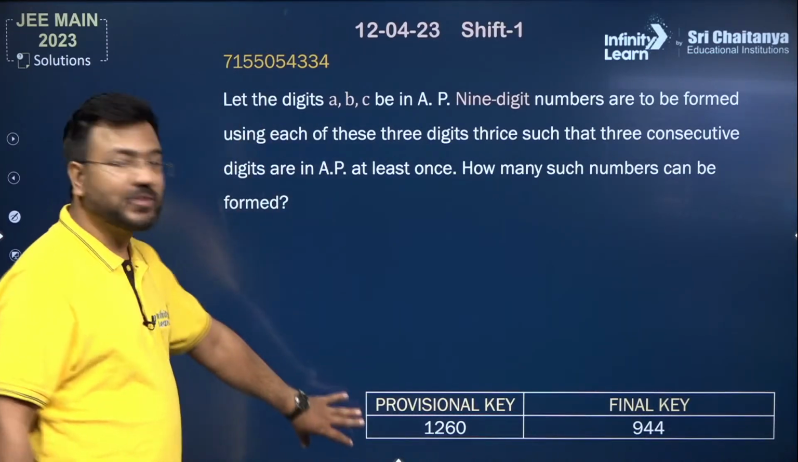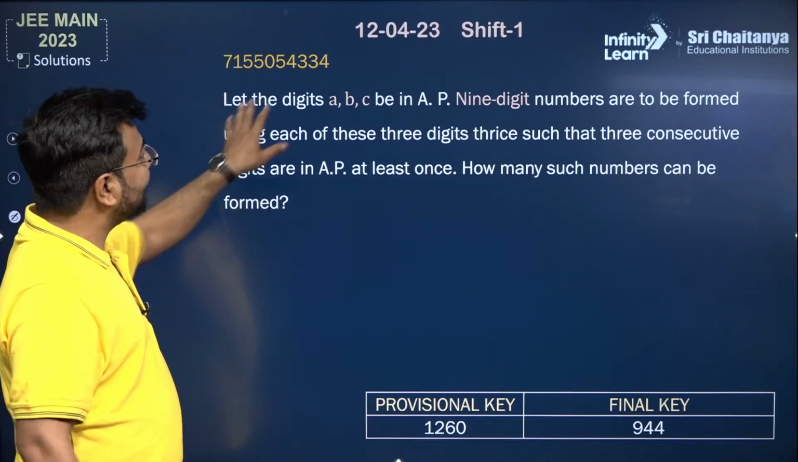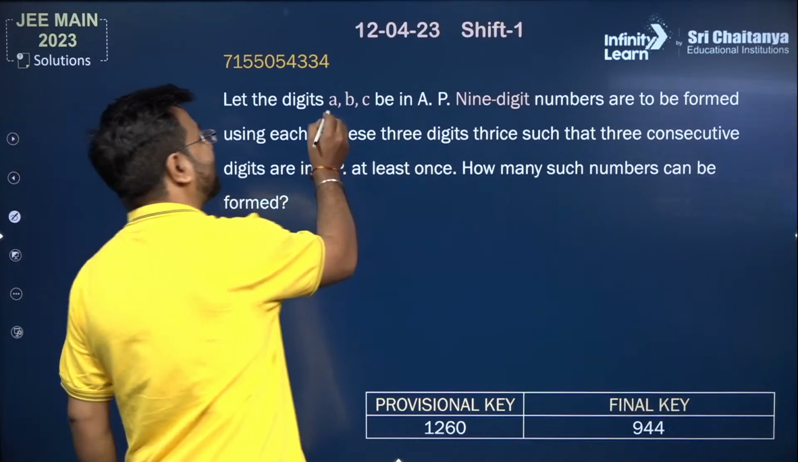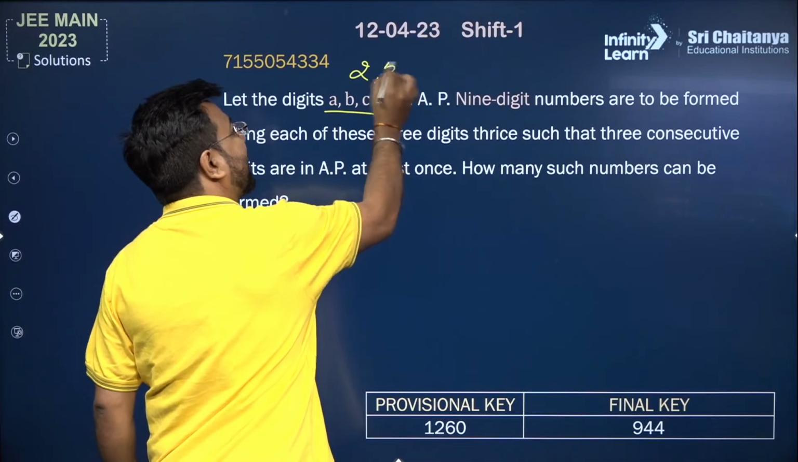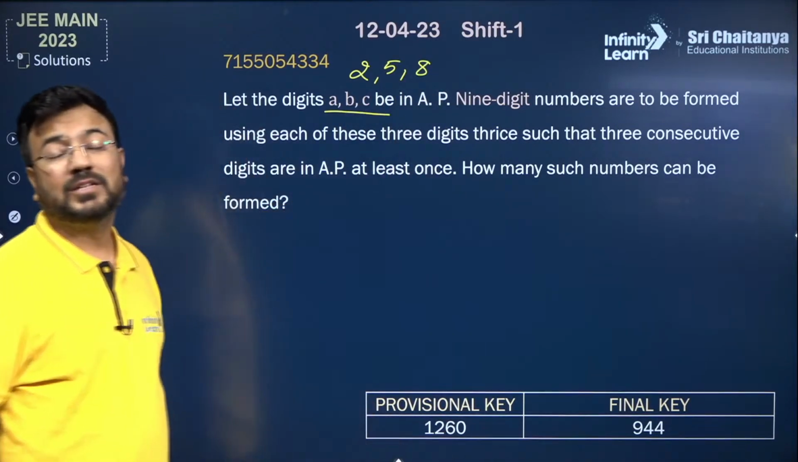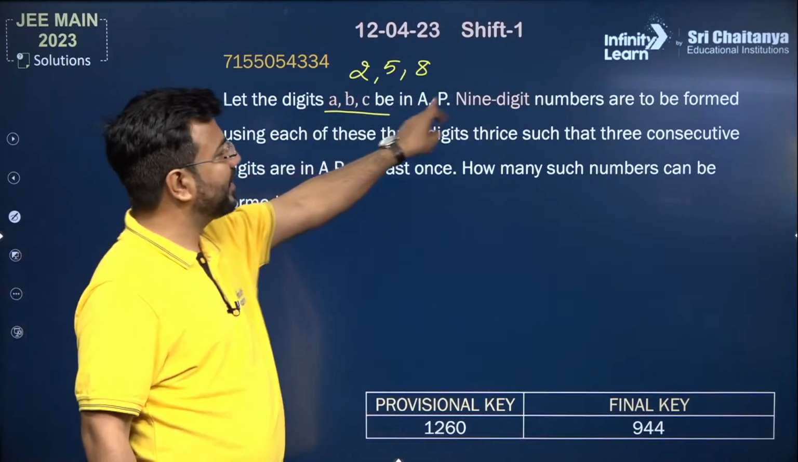According to this process, what is the thing that we need to consider here? Let the digits ABC be in the AP. So they have taken ABC in AP. Suppose, for an example, to explain this question in a better way, I am considering one example in front of you, that is 258. So we know that 258 are in AP.